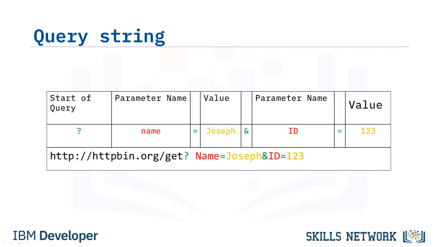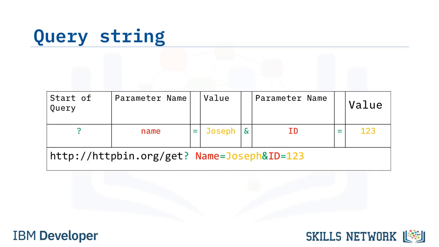The start of the query is a question mark, followed by a series of parameter and value pairs, as shown in the table below. The first parameter name is name, and the value is Joseph. The second parameter name is ID, and the value is 123. Each parameter and value is separated by an equal sign. The series of pairs is separated by the ampersand.